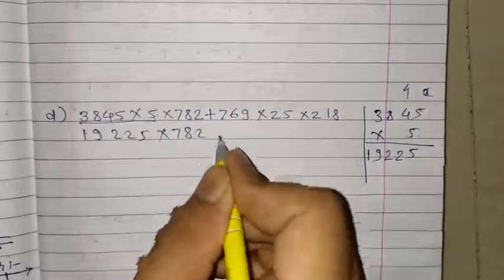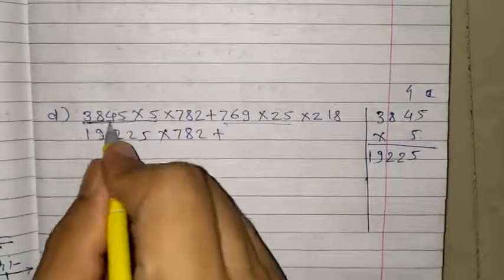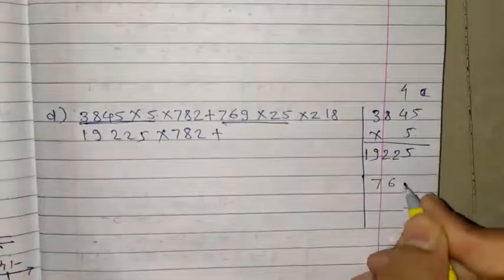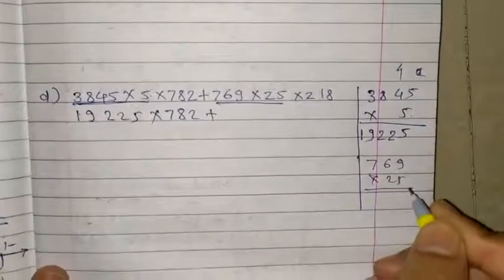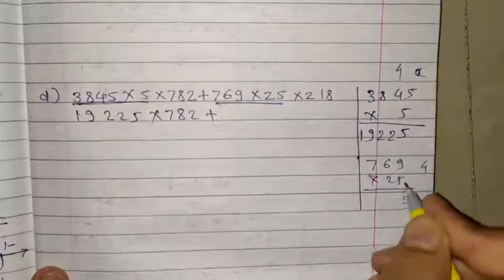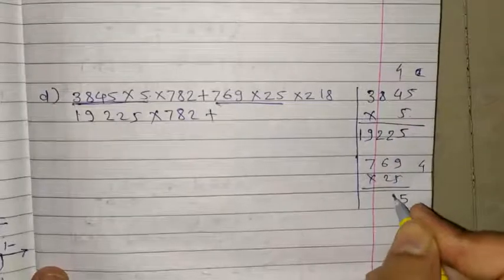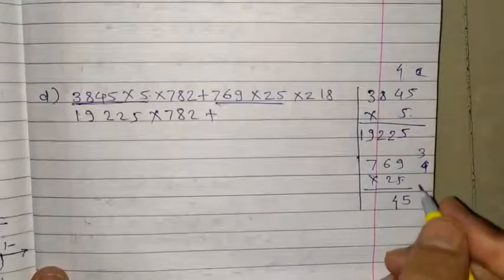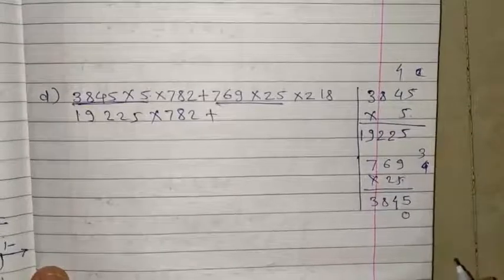Then 782 plus. Now here I solve these two. First we solve this pair. Now we are solving this pair. 769 into 25. 5 into 9 is what? 45. 5 into 6 is 30. 30 plus 4, 34. 3 carry. Then 5 into 7 is 35. 35 plus 3, 38. 0 as it is you write.